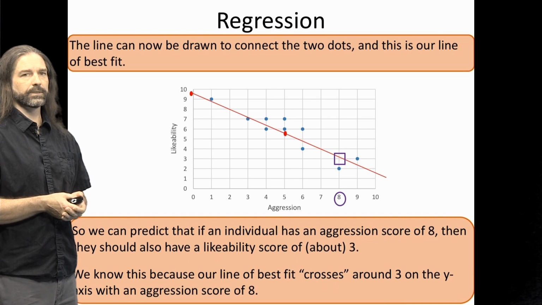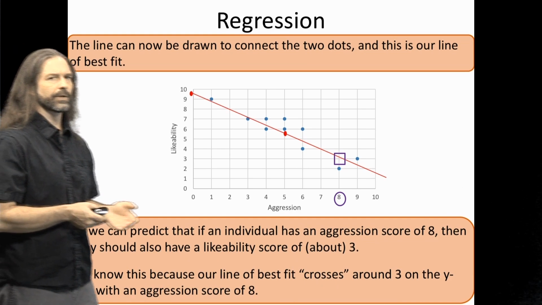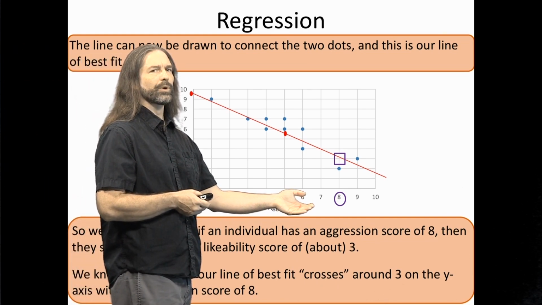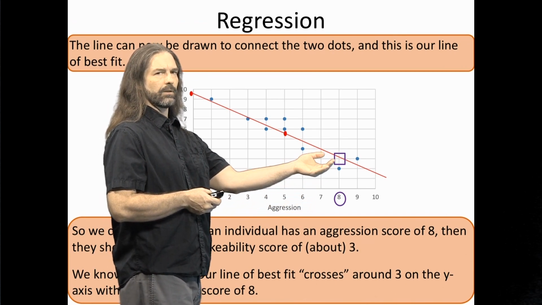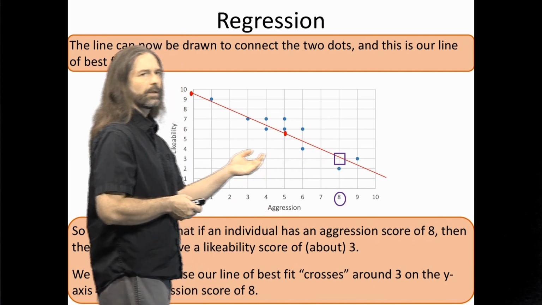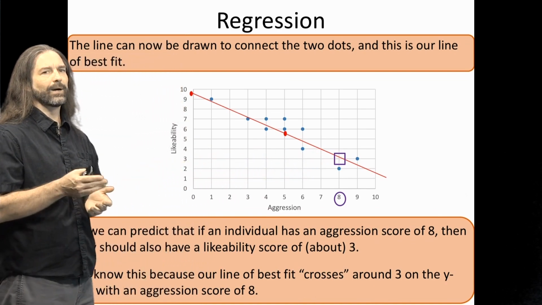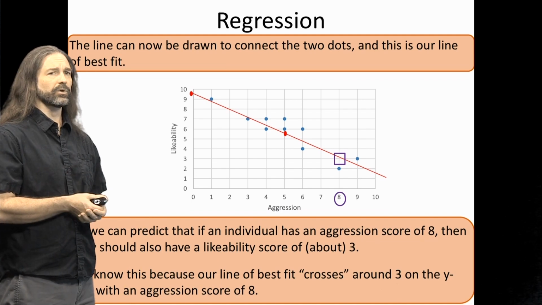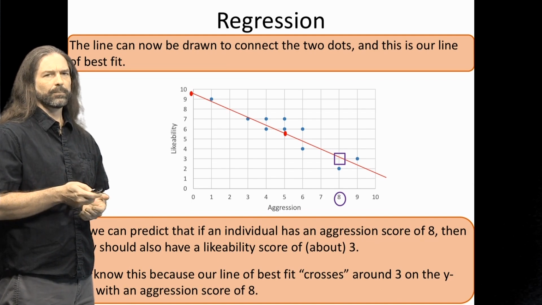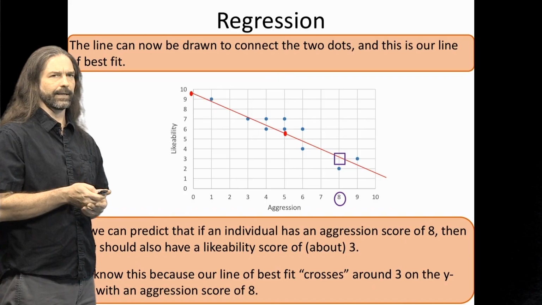So now, if we have the graph, even if we don't have the regression formula handily available, we can simply look at this line and say, okay, well, if somebody has an aggression score of 8, what's their predicted likability score going to be? So as we go up, we just look at where that line intersects with the aggression of 8, and that's going to cut through at about 3. So the line of best fit in terms of prediction for a value of 8 will be around 3, perhaps a little tiny bit higher than that.